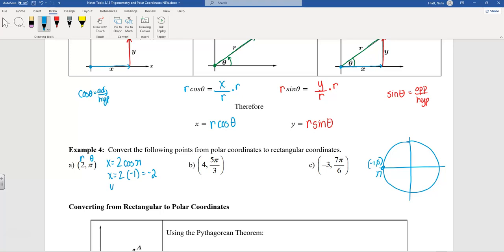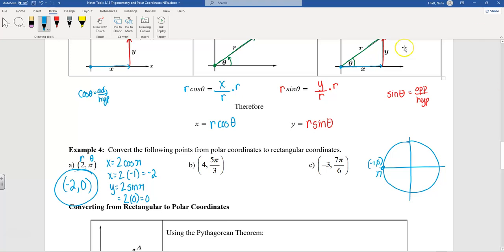And y is going to be 2 sine pi, which is 2 times sine of pi, which is 0, so we get 0. So your x coordinate is -2, your y coordinate is 0. Okay, this is your answer. Those are your rectangular coordinates.